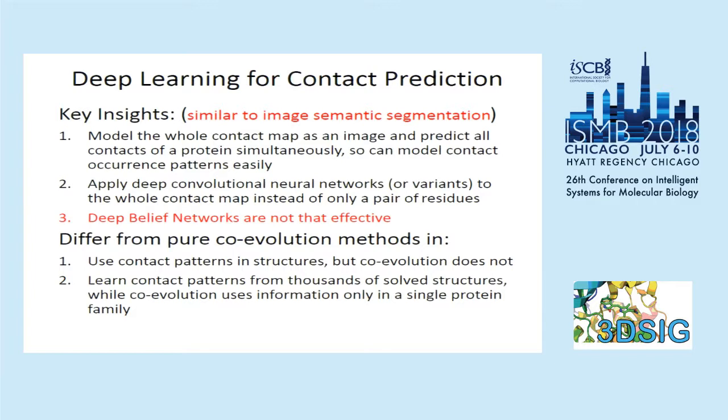This is different from the deep belief networks, which were studied by Jianlin Cheng. The deep belief network couldn't make use of these two key insights, so it is not very useful. Our deep convolutional neural network differs from the pure coevolution method in two aspects. First, our deep learning uses the contact patterns in structures, but the coevolution method only cares about the pairwise relationship. We also learn the contact patterns from thousands of solved structures, while coevolution only uses information in a single protein family. This is why, by using the deep convolutional neural network, we can do much better than the pure coevolution methods.